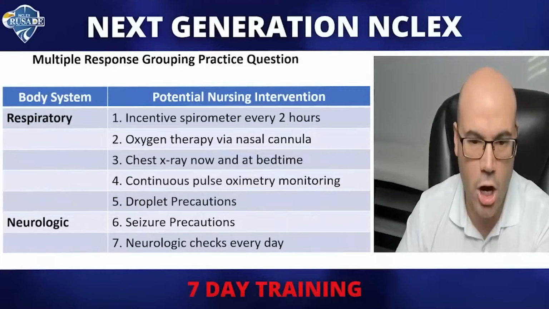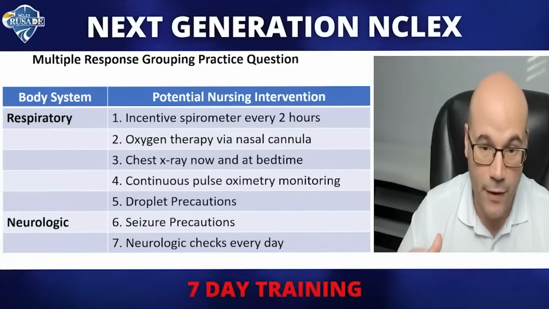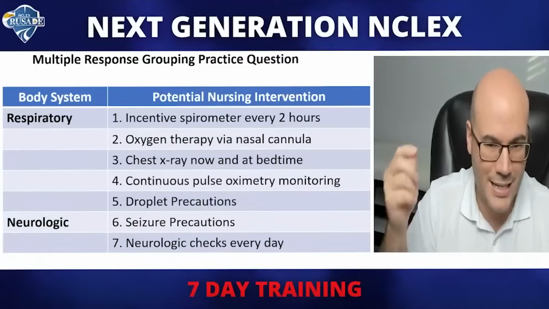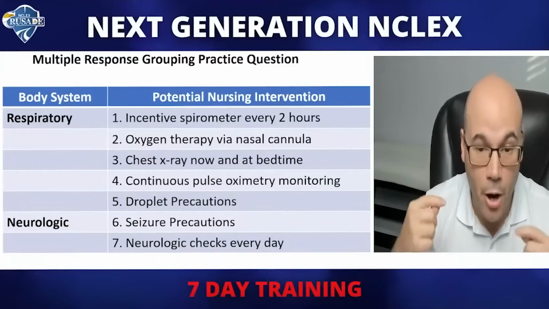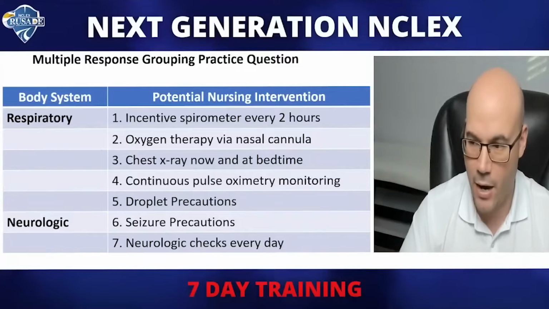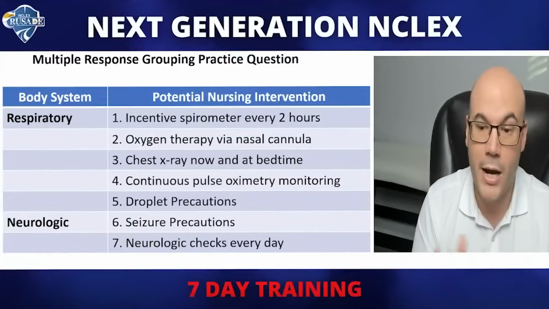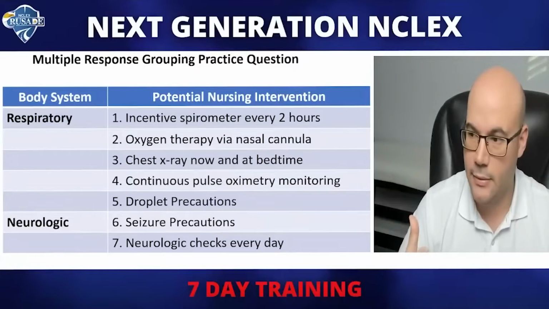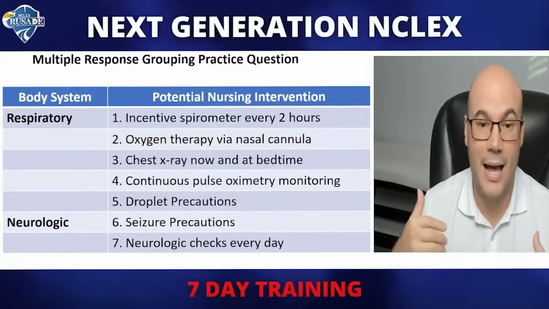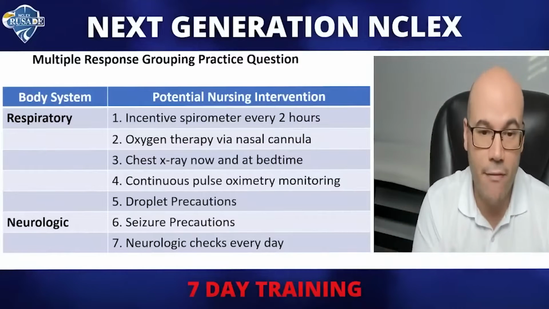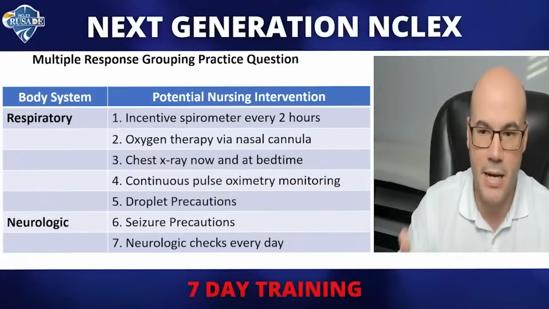Now, here comes the question. So it's a very small scenario. Select which potential nursing interventions are appropriate for the client care. So this is no different than a select all that apply that you know, but in a table format. Out of these 7 answers, what do you think applies to an 11-month-old infant who possibly has bacterial meningitis?